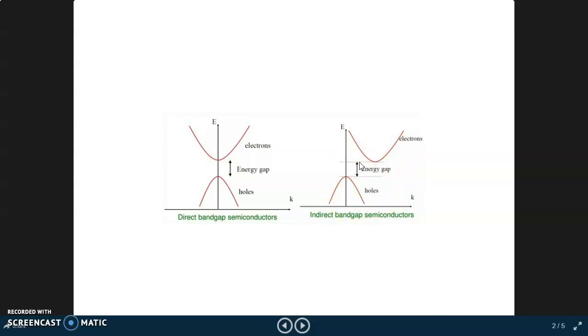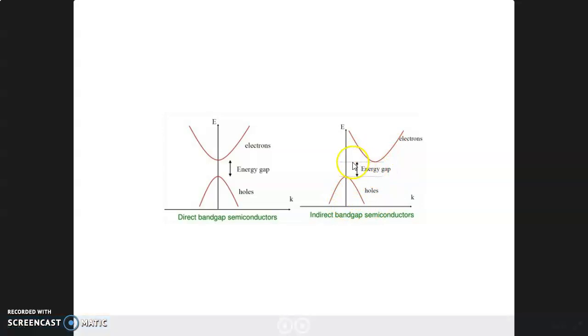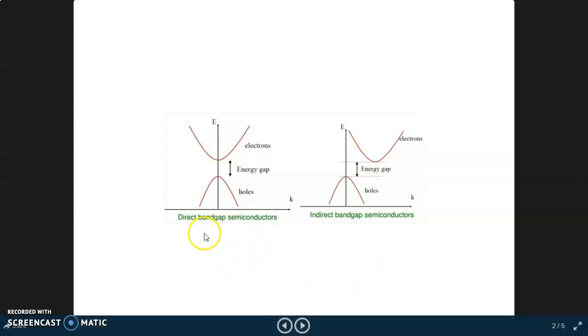So this is the difference between direct bandgap semiconductors and indirect bandgap semiconductors. In direct bandgap, valence band and conduction band lie in the same plane. In the indirect bandgap, they won't lie in the same plane. In direct bandgap materials, the electron from the conduction band comes to the valence band and a photon or light will get emitted, but that will not take place in the indirect bandgap materials.